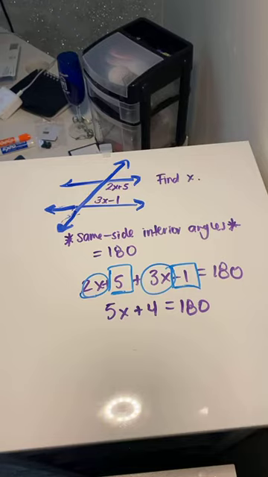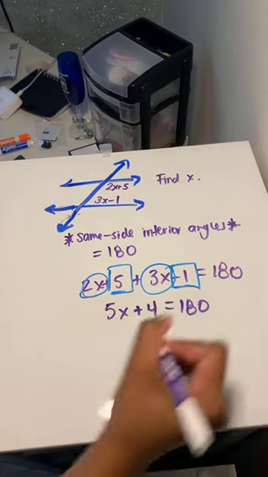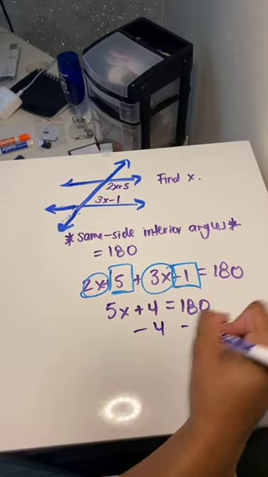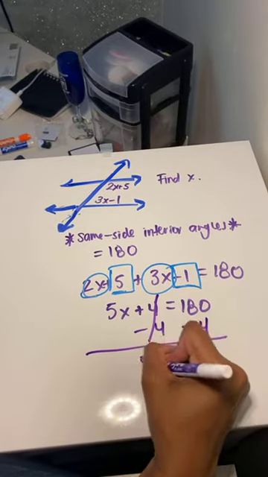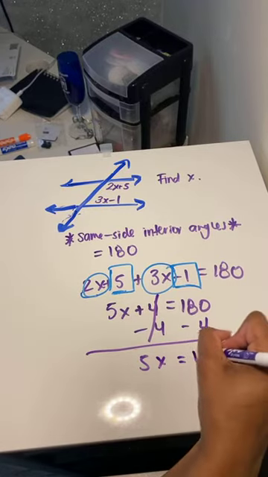So my next step is to isolate. I'm trying to get x by itself. So the first thing I'm going to do is move the 4. So I'm going to subtract 4 on both sides. Now I get 5x equals 176.